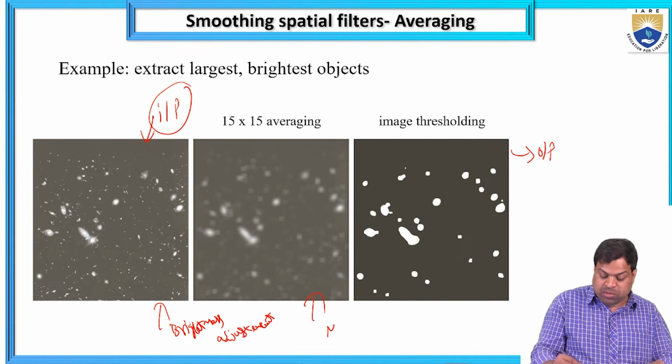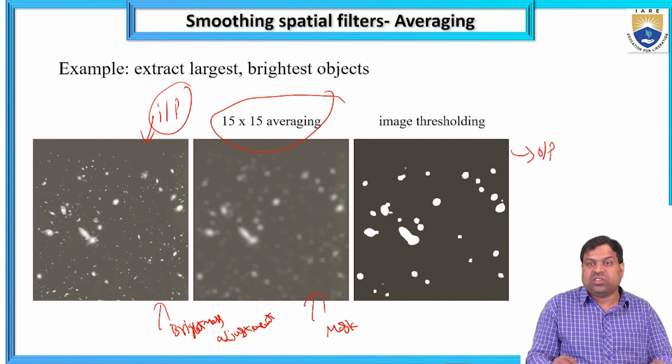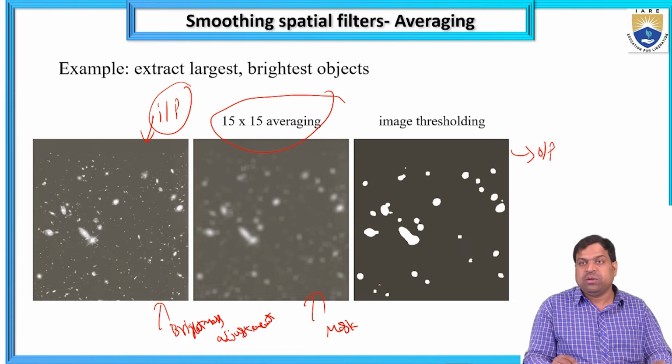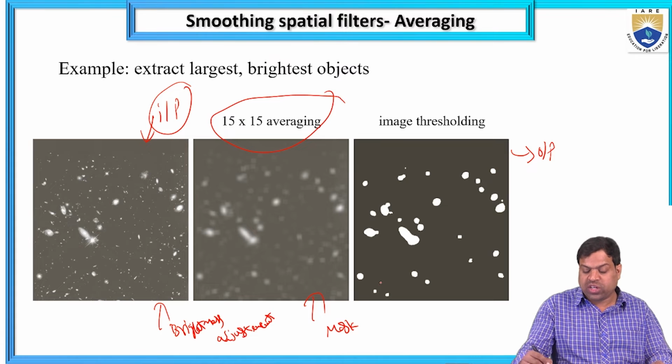So here I applied the mask. That is the averaging of the image. So that mask technique is applied, that is averaging, and the output is image thresholding. Okay, the clarity is good. So contrast levels are good in the output image.